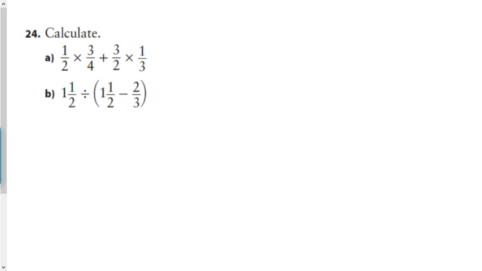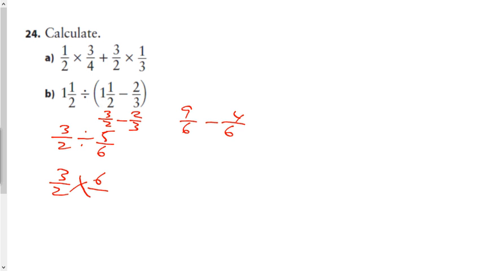Question B, I'm going to first do the brackets. So it's going to be 3/2 minus 2/3. Common denominator will be 6. 9/6 minus 4/6 will be 5/6 when you work it out. Keep your first fraction, change to multiplication by the reciprocal. Cross reduce because you're multiplying. You get 9/5, which is 1 4/5.